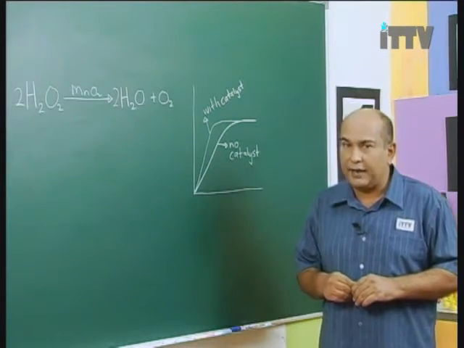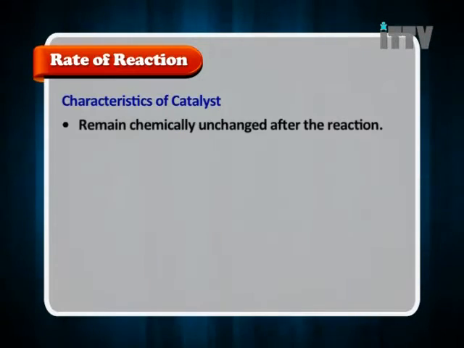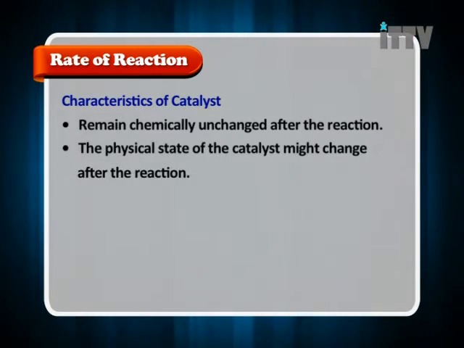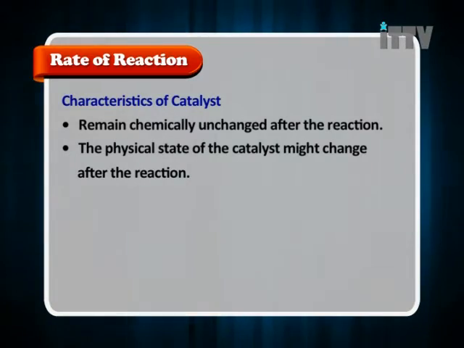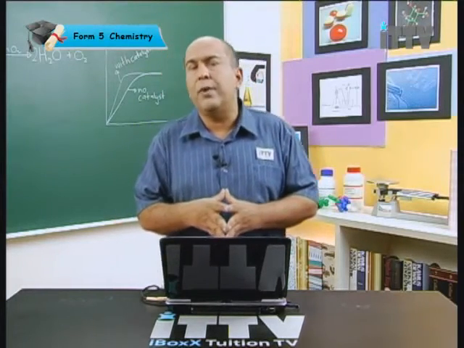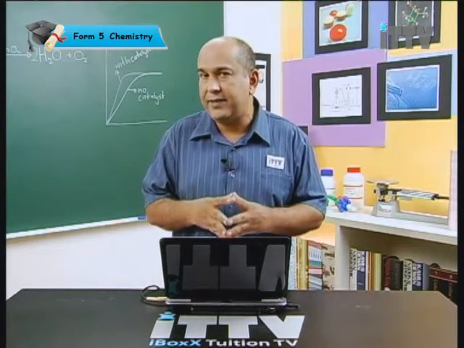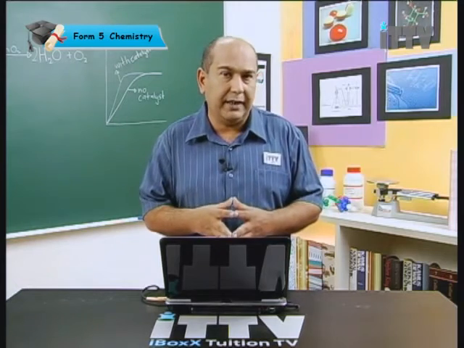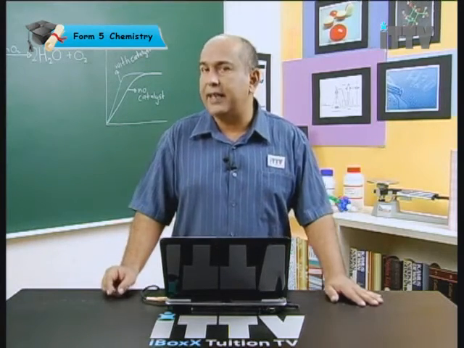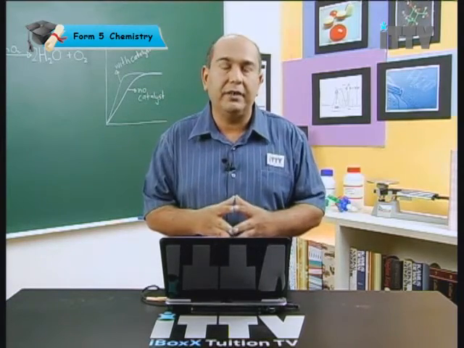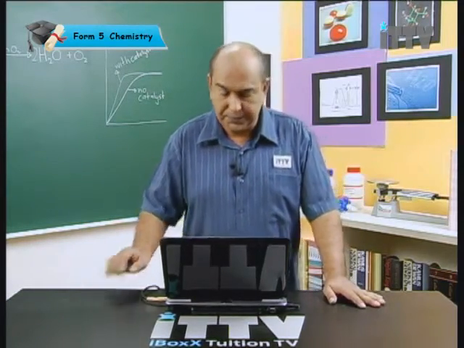Let's go back to the slide. A catalyst remains chemically unchanged after the reaction. The physical state of the catalyst might change after the reaction. When we mean the physical state, it means that you might have lumps of catalyst, and at the end you might have a powdered catalyst left behind. So the physical state can change, but the mass and the chemistry of it are unchanged.